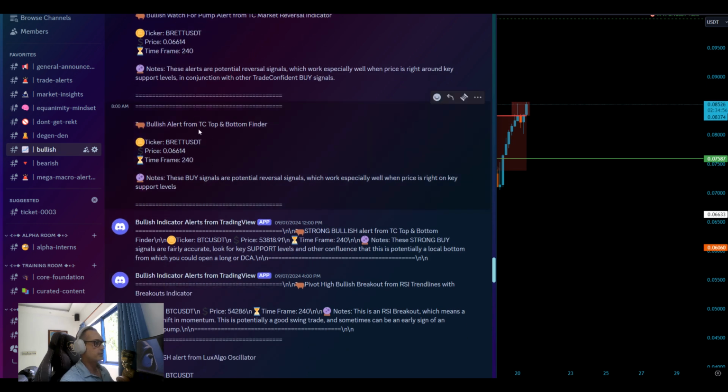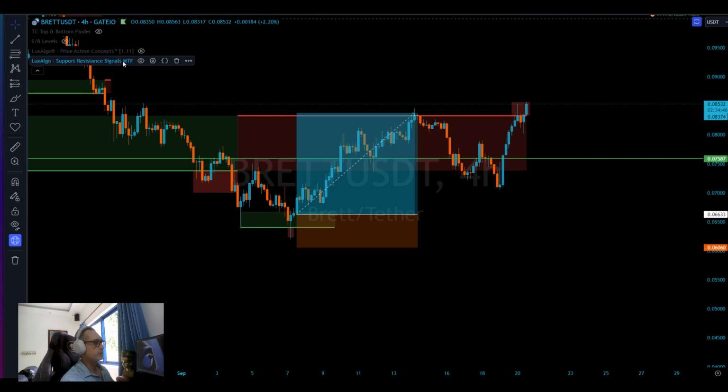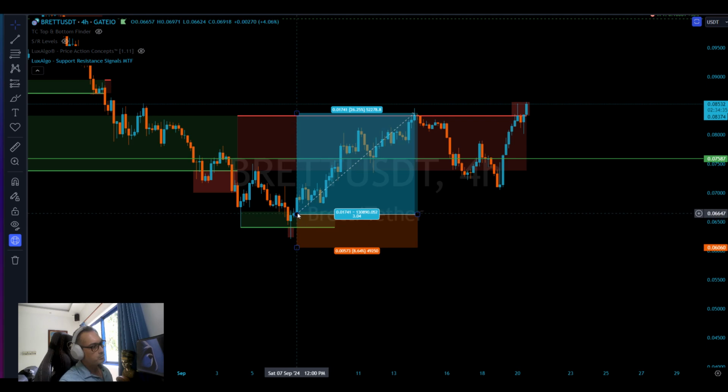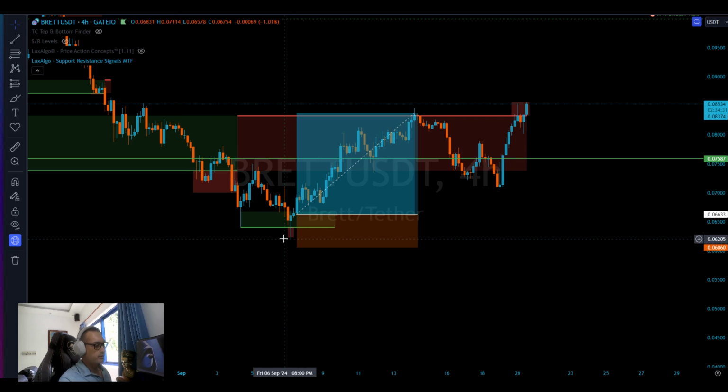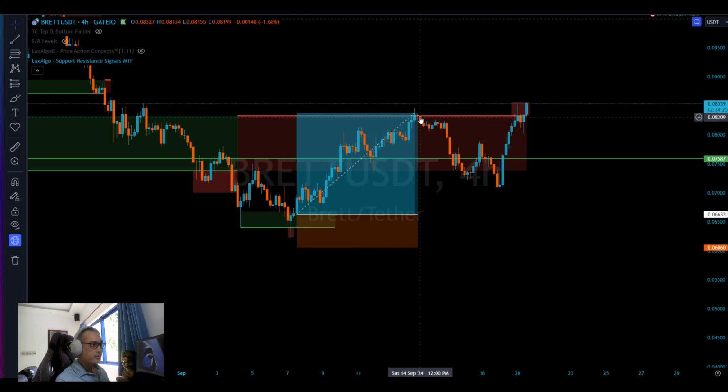There are two alerts, one from the TC top and bottom finder and one from the watch for pump. So then you come along here, you put on your free indicator for support and resistance, and then you find the level. At the time, this is all you would have seen anyway. And make your entry, stop loss comfortably below the recent swing low. And this was a plus 25% move.